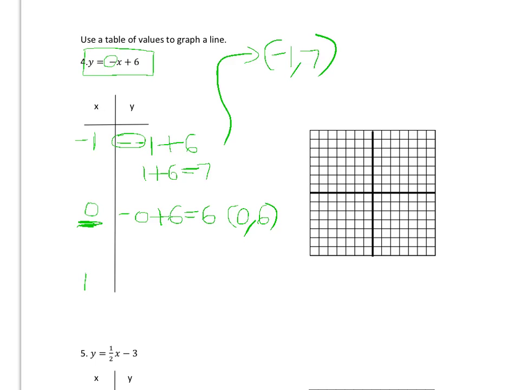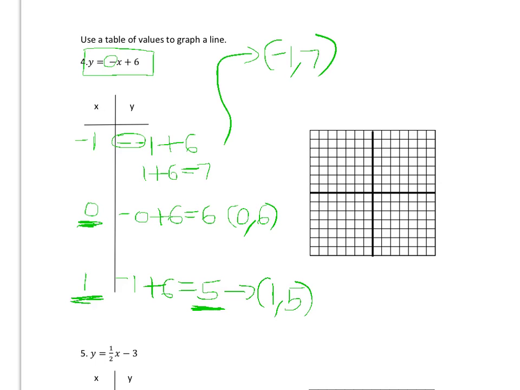And then I'm going to take the 1, right? I take this 1, I'm going to plug right into here for this x. So that's just going to be negative, and then I plug in the 1, and then it's plus 6. And -1 plus 6, as we know, is 5. So this ordered pair, this is the x value 1, this is the y value 5, so this is 1, 5.